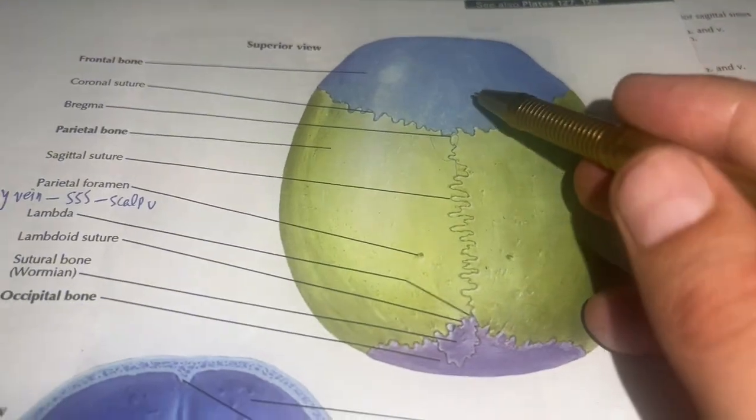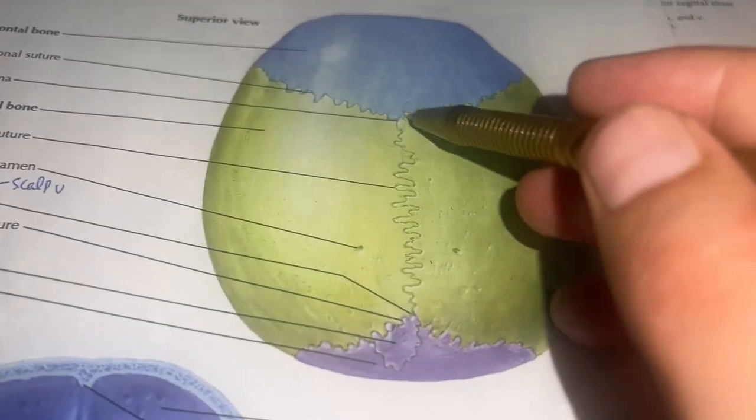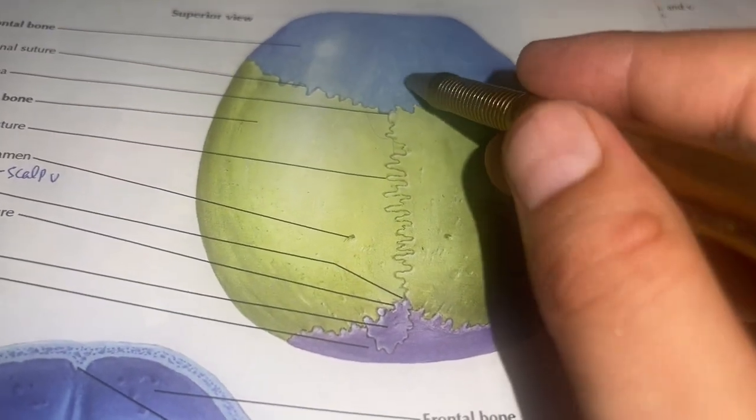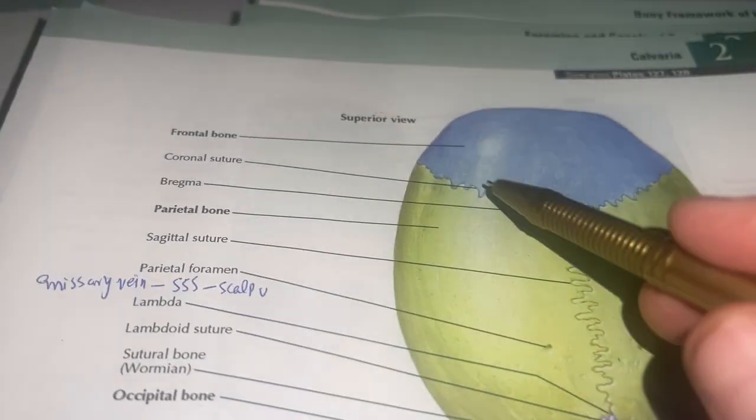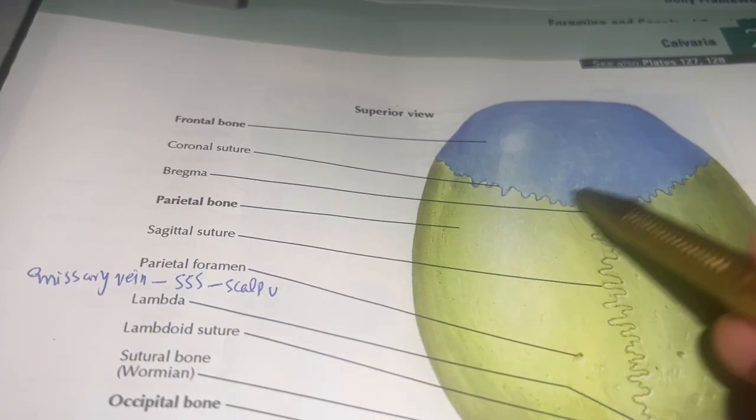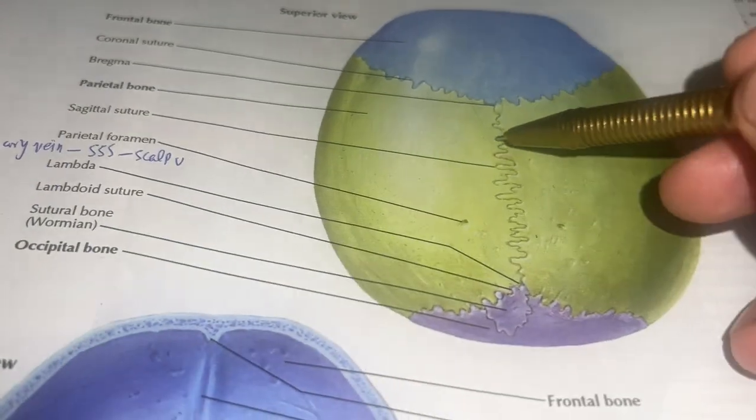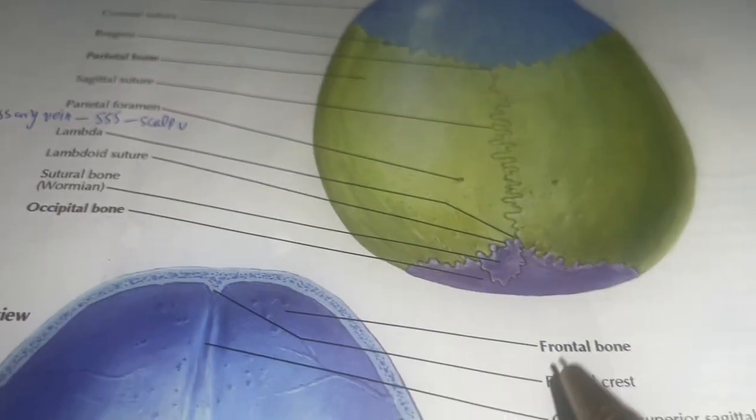Then the sutures. The suture between the frontal bone and the parietal bones is the coronal suture. This one and this one are the coronal suture, while the suture in between the two parietal bones is called the sagittal suture.